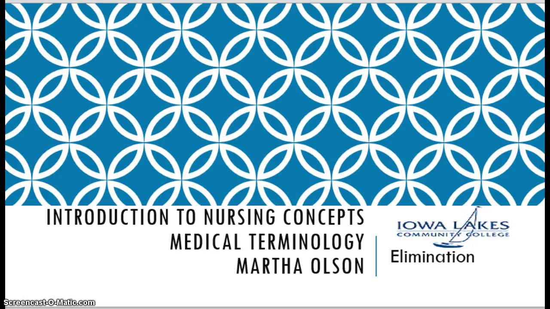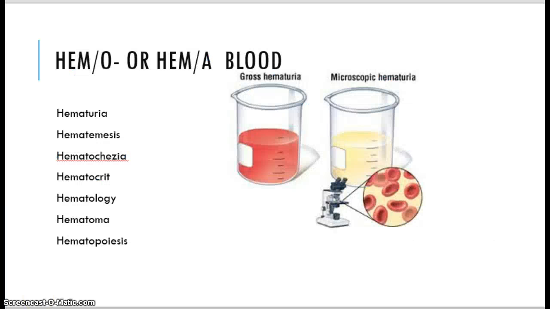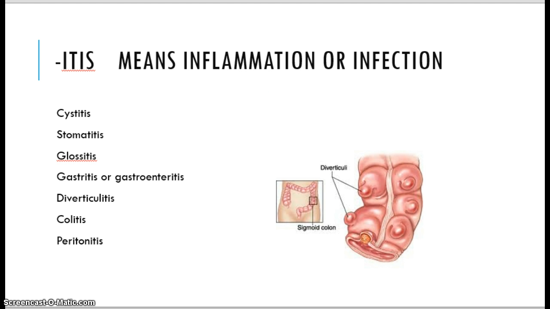This is Martha Olson. Hema is blood. When we have blood in the urine, it's called hematuria. When we have blood in the emesis, it's hematemesis. So anytime you see hema at the beginning of a word, it means blood. Hematocrit is looking at the red and other blood cells within the body. Hematology is the study of the red blood cells.